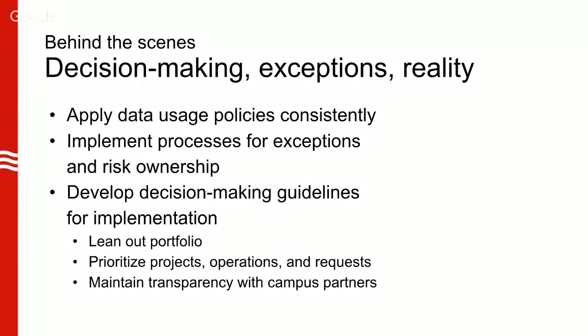And how do we maintain transparency? And what does that actually mean? So how do we inform campus about what we're doing? How do we establish a feedback loop to understand if we're on the right path?